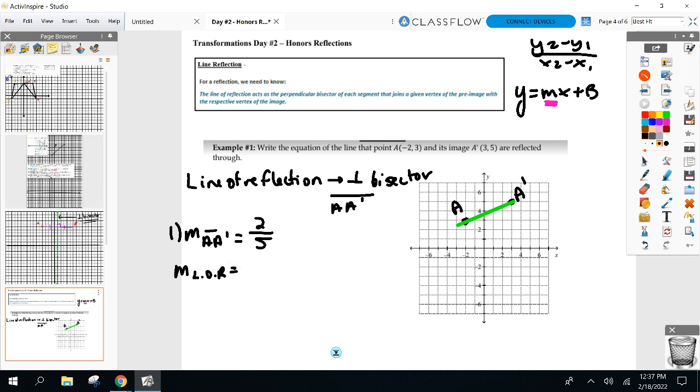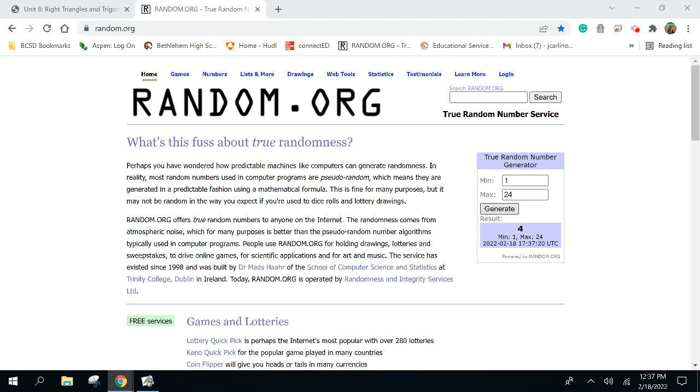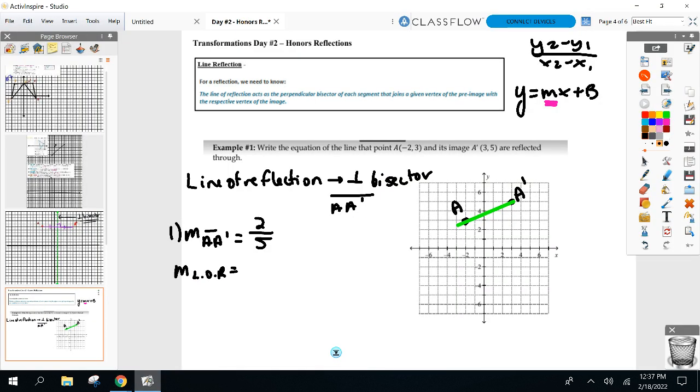Remember, these two are perpendicular to each other. So what's going to be the slope of my line of reflection then? I got 2/5. Negative reciprocal would be... Good work. One part down. I know the slope of my line of reflection.